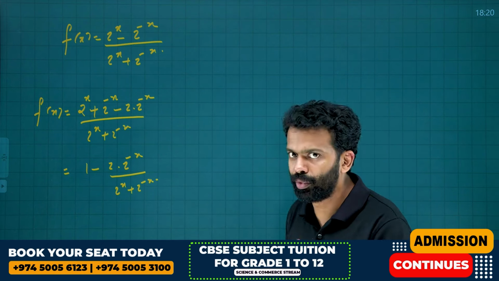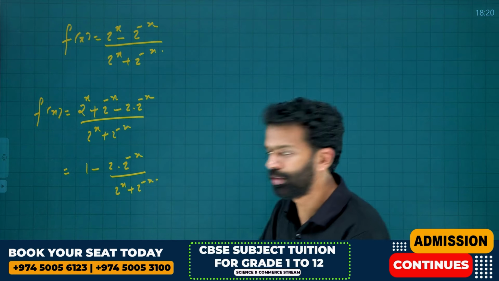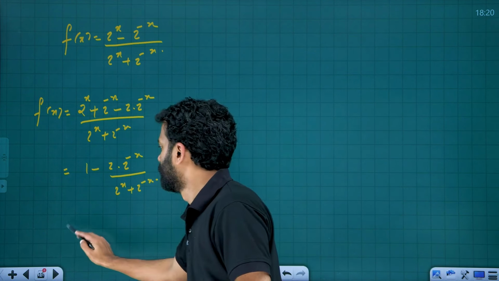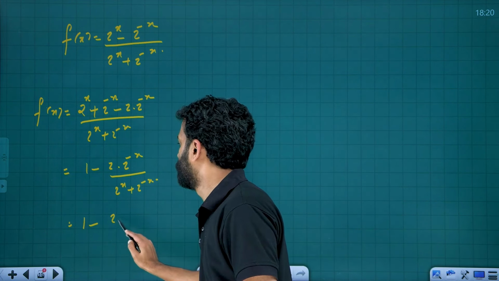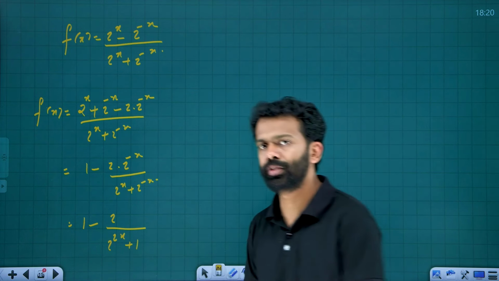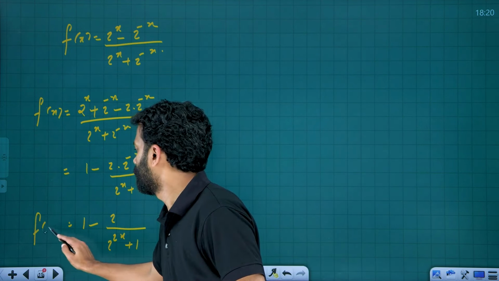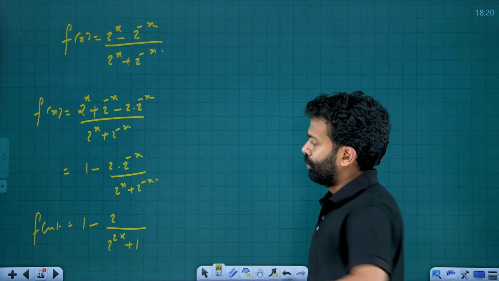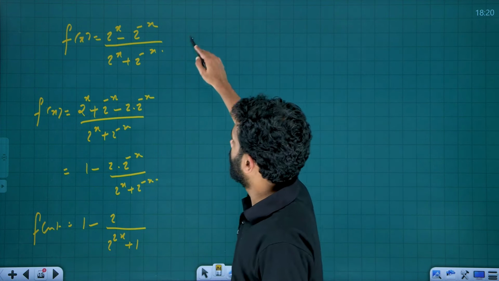Okay. One more thing, multiply here and here with 2 raised to x. It becomes easier. That is 1 minus 2 divided by 2 raised to 2x plus 1. See, it became more presentable. Okay, so we need to find f dash of x.